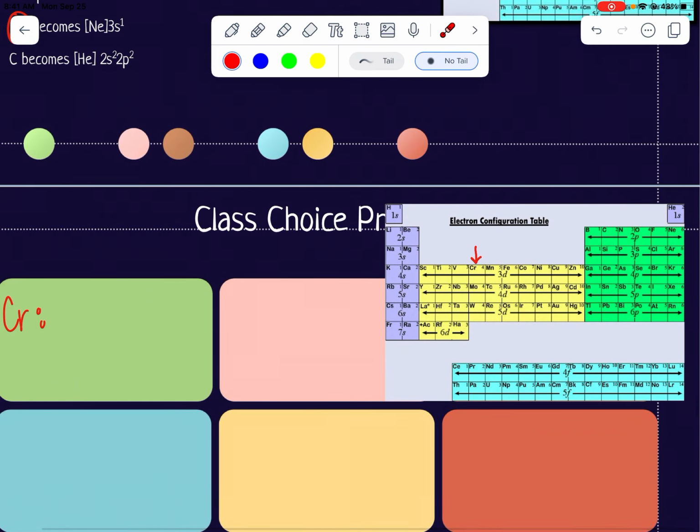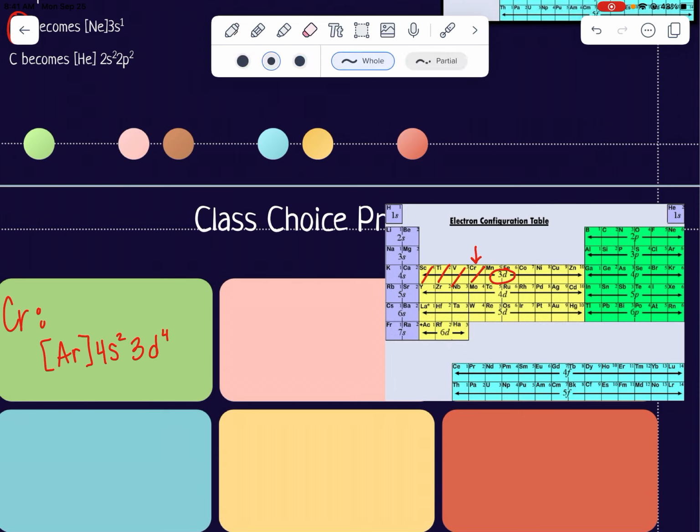So I'm going to write argon in brackets and then continue with the 4th row of the periodic table. 4s2. And then chromium is in 3d, but it's not all the way at the end. So I'm only going to go 1, 2, 3, 4. So I'm going to write 3d4. That means in the 3d sublevel, I have 4 electrons.